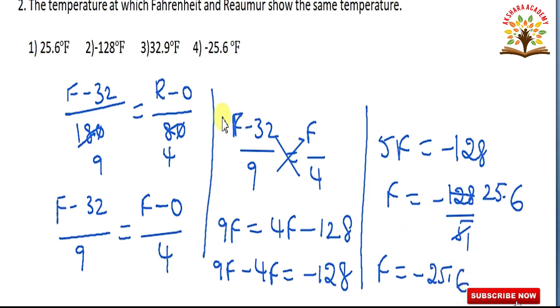In this, which option is correct? The fourth one. So the temperature at which Fahrenheit and Reaumur show the same temperature is minus 25.6 degrees Fahrenheit.